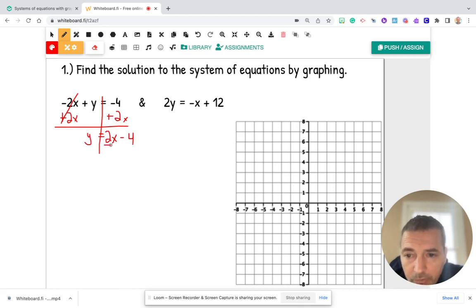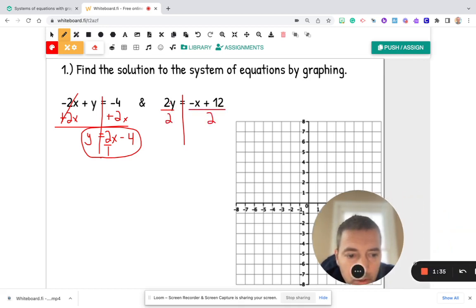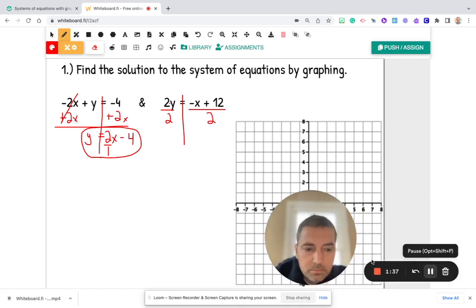To make it ready to graph, I'm just going to simply put a 1 underneath it. So now this is ready to go. I'm going to graph this in a second. So let's work on the other one here. So again, line down the equals, but this says 2 times y. I can't add or subtract it because this is 2 times. To undo that 2 times, I have to divide by 2, and whatever I do to one side, I have to do to the other. So you notice I just divided by 2.